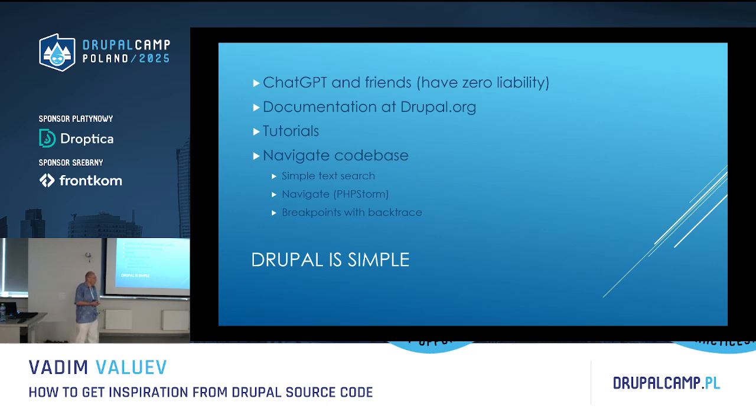In PhpStorm, there's a navigate tool which suggests things. If you need, for example, a service, you start searching for a service, Symfony component, type a word like image style, for example, and you will get some suggestions, and you can go from there and find what you need.